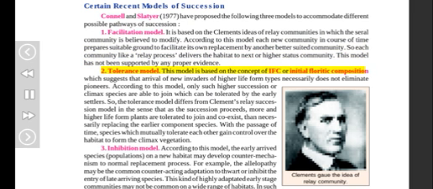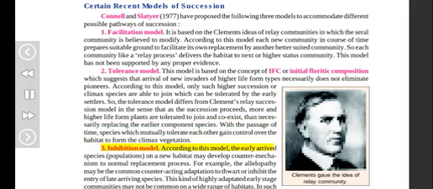2. Tolerance model. This model is based on the concept of IFC or initial floristic composition, which suggests that arrival of new invaders of higher life form types necessarily does not eliminate pioneers. According to this model, only such higher succession or climax species are able to join which can be tolerated by the early settlers. So, the tolerance model differs from Clements' relay succession model in the sense that as the succession proceeds, more and higher life form plants are tolerated to join and coexist, than necessarily replacing the earlier component species. With the passage of time, species which mutually tolerate each other gain control over the habitat to form the climax vegetation.